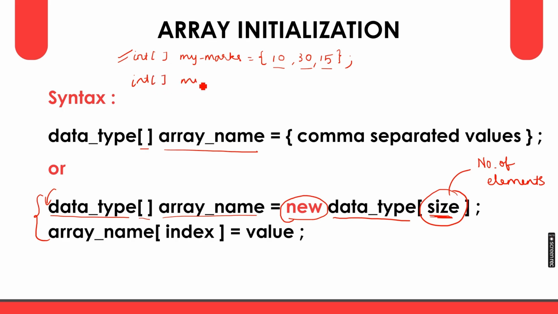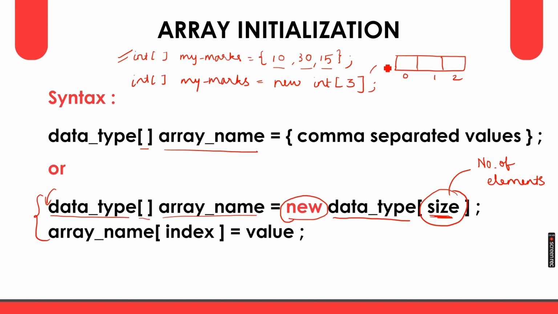int myMarks equal to new int, again the data type, and in square brackets you write the size. In this example we have 3 elements, so we will write 3 here. What will this line do? It will create an array of 3 elements. We don't know the elements yet, we only know that this will be our array and it will have 3 values. This is empty now. Okay, these are the indexes.